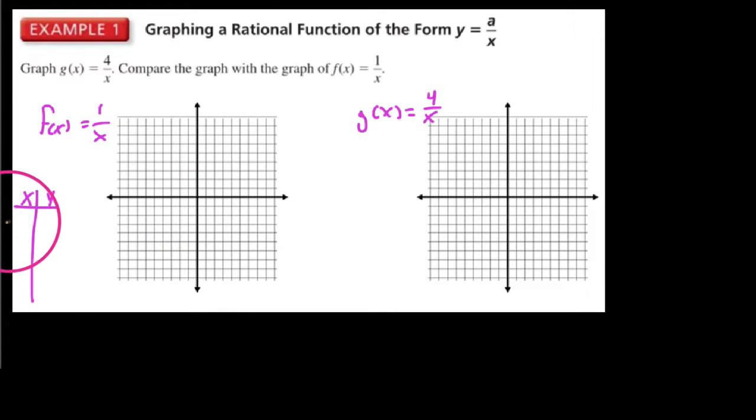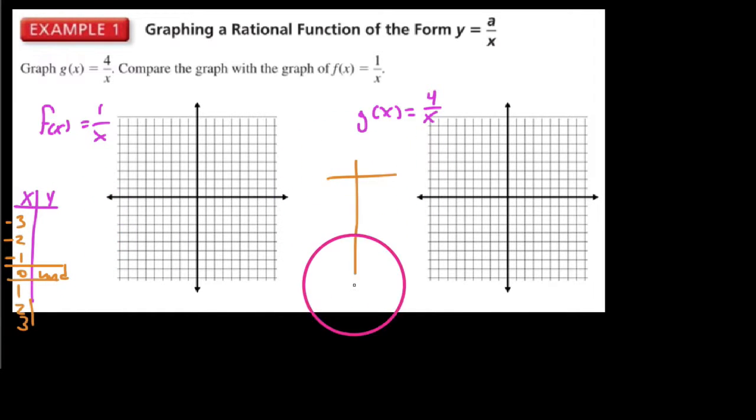So I would say that a good battery of x values, in this case, -3, -2, -1, 0, 1, 2, and 3. And so keep in mind that 0 here is going to cause the parent function to be undefined, and this will be true for both of our graphs. As a matter of fact, g of x, we'll say 0 is undefined when we plug a 0 in for our x value here.